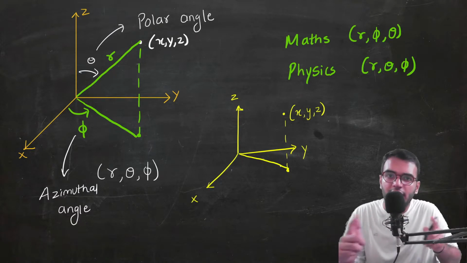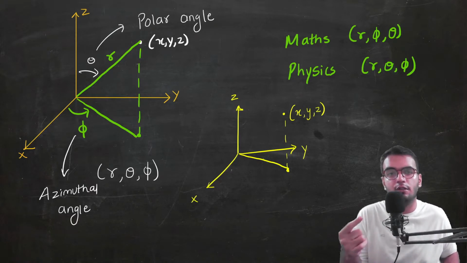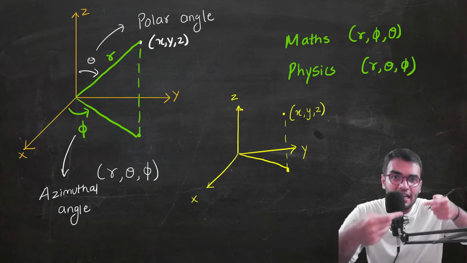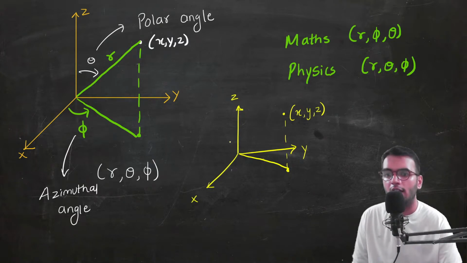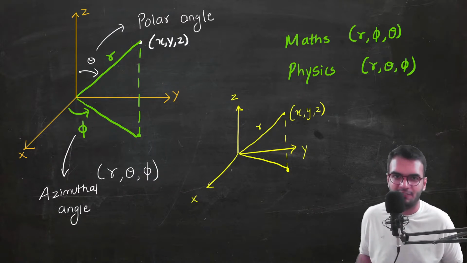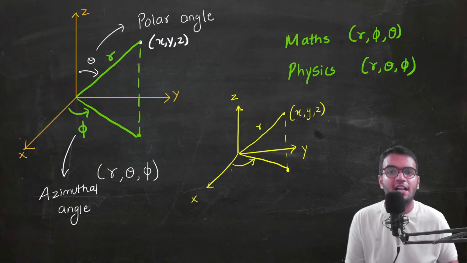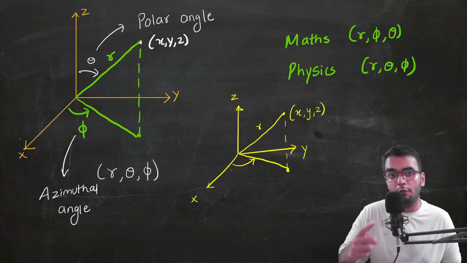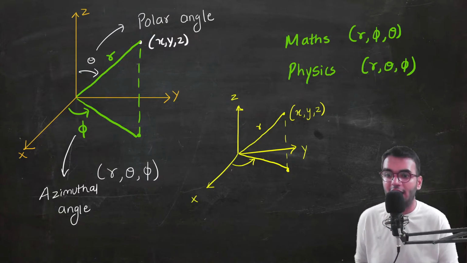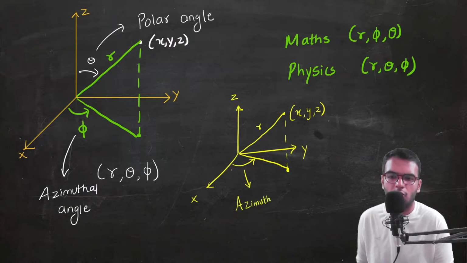In the cylindrical coordinate system, this distance was r. But here we have to consider the original distance, because the linear height will not be the same anyway. So let me draw from the origin to the point, and this is my r. Now here r is the radius of the sphere. Again, this was the angle which we had measured in the cylindrical coordinate, and this angle was called the polar angle. But here we will call this the azimuthal angle.